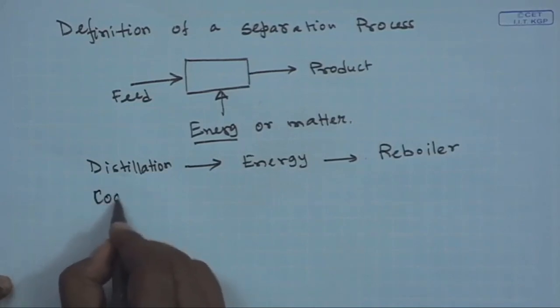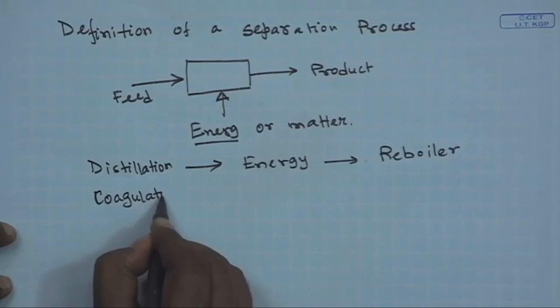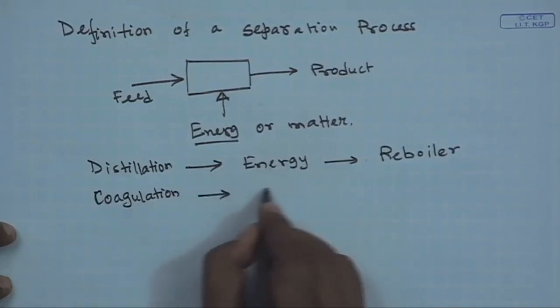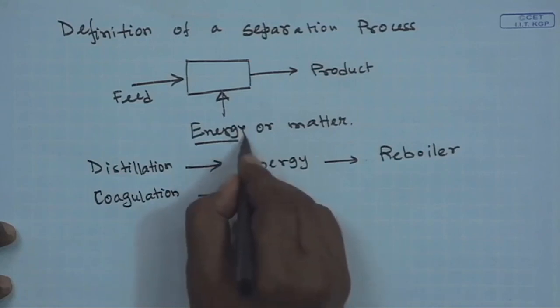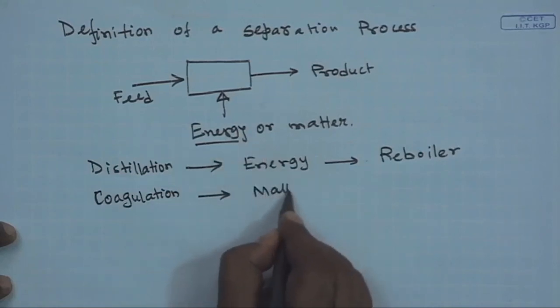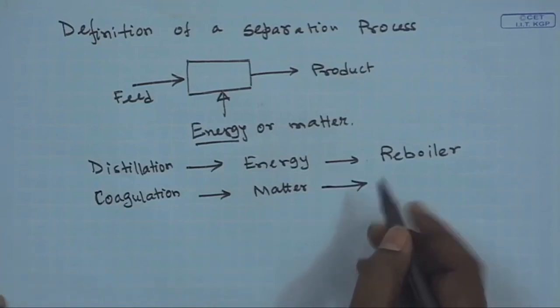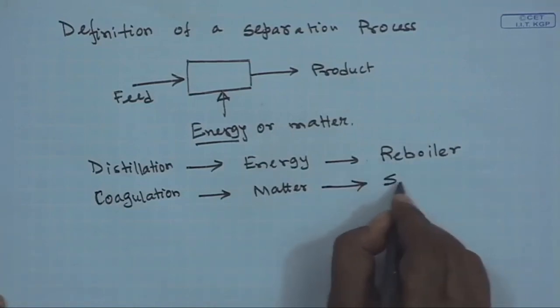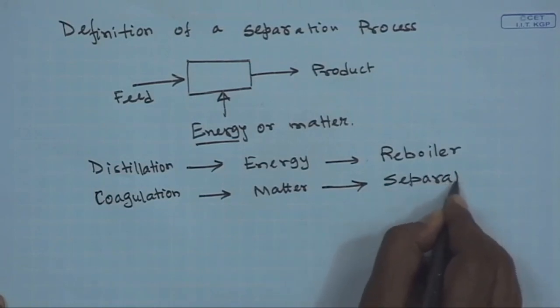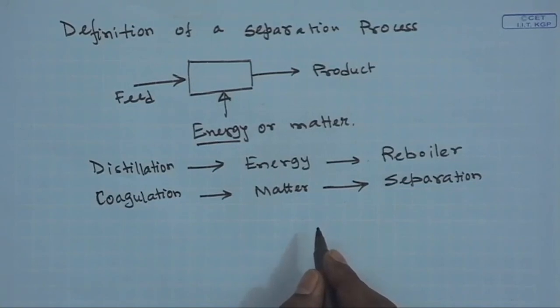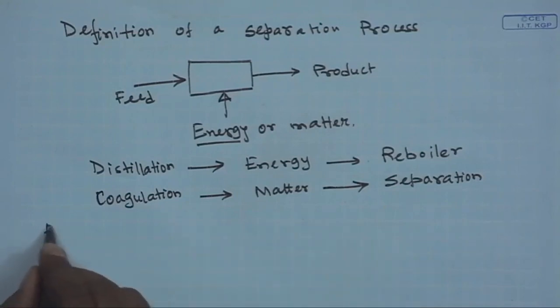In the case of, let us say, coagulation or adsorption, the external agent is matter. We add an external agent to effect the separation. So, input of energy or matter is essential for effecting a separation process. Now, let us look into the extent of separation.